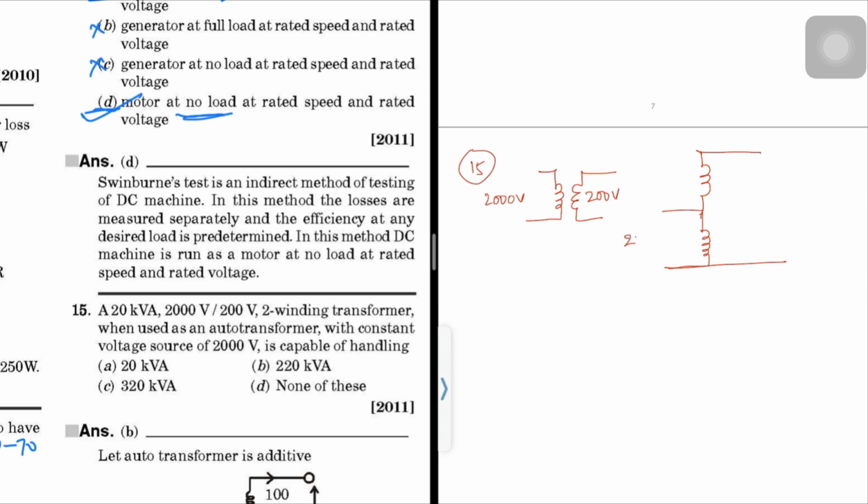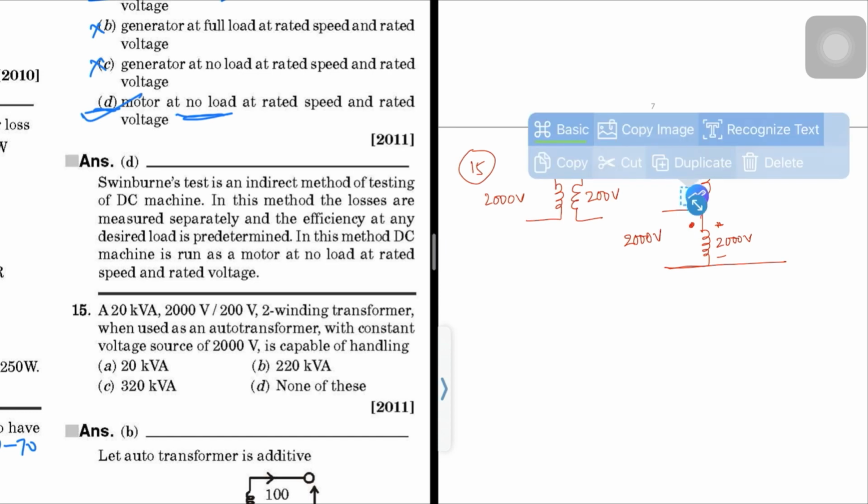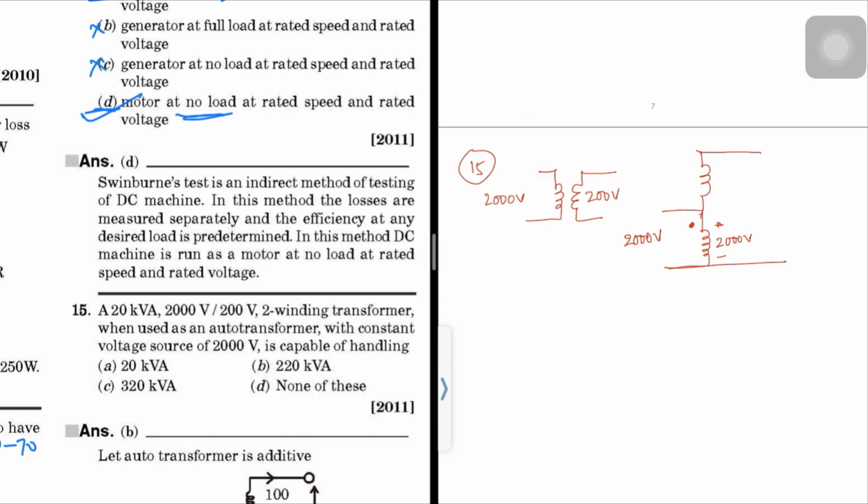So they mentioned that it is 2000 volt. If I take additive polarity, then this is 2000 volt. Sorry, this is not additive polarity, this is subtractive. Let me take this here: 200 volt. So the total voltage across it is 2200 volt.